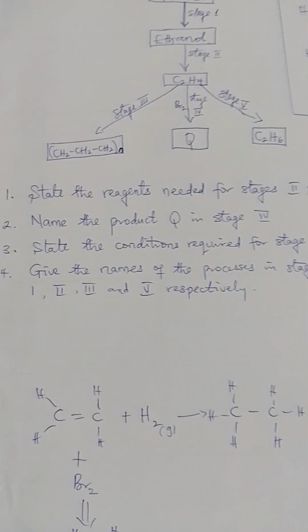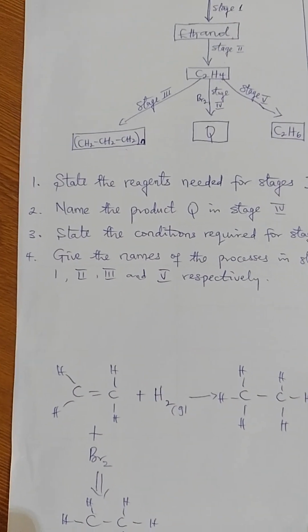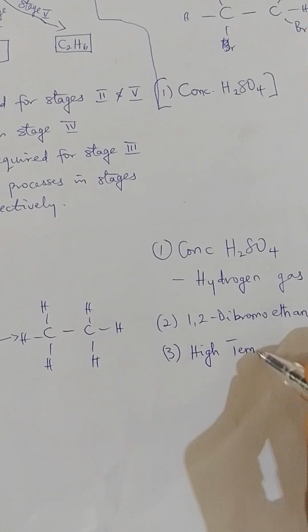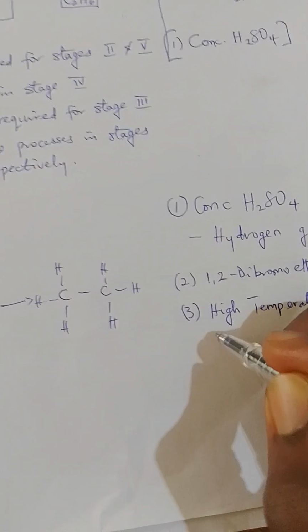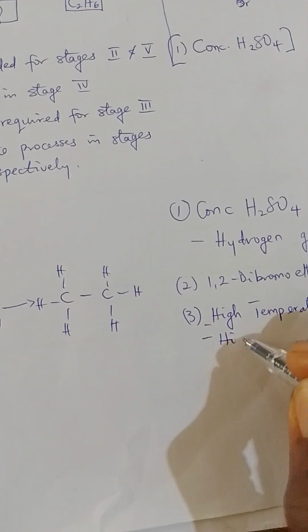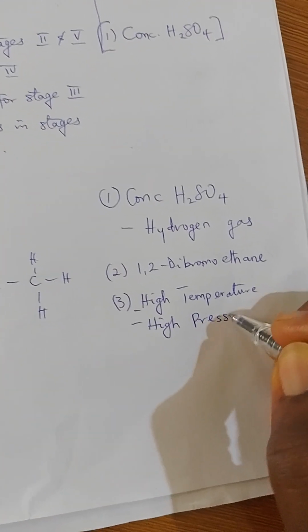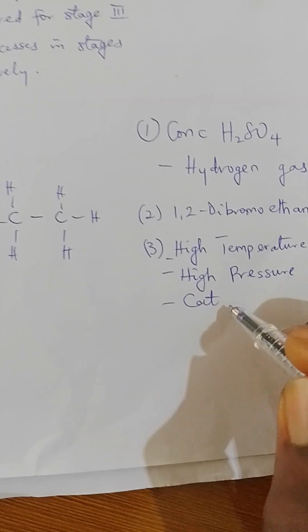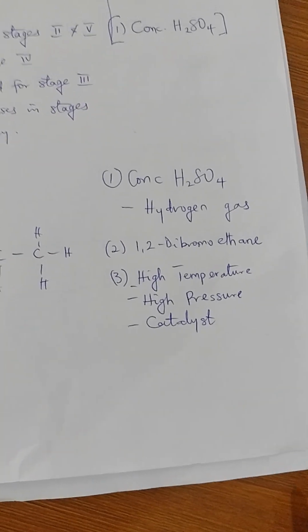And what are the conditions required for polymerization? Firstly, there must be high temperature. And when there's high temperature, for you to compress the monomers, there must also be high pressure. And of course, for you to have a good product, you know that you must add a catalyst. So there's the presence of a catalyst. So these are the conditions required for polymerization.